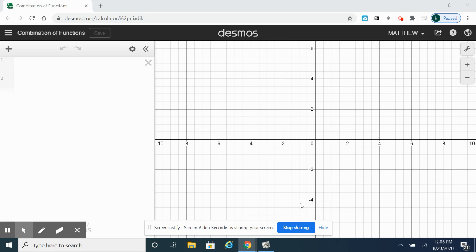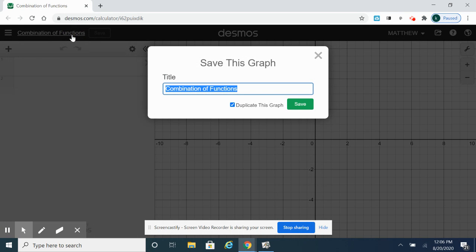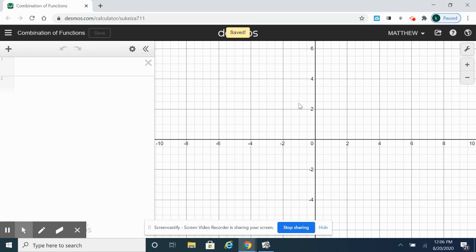Okay, for this lesson, we're going to have to open up Desmos, the online calculator. If you go in there and you're not already signed in, you're going to want to do that up here. Sign in through Google and then use your school email and password. Once you've signed in, go ahead and name your graph. It should say untitled graph here. I've named ours combination of functions. That's going to be ultimately today's lesson.